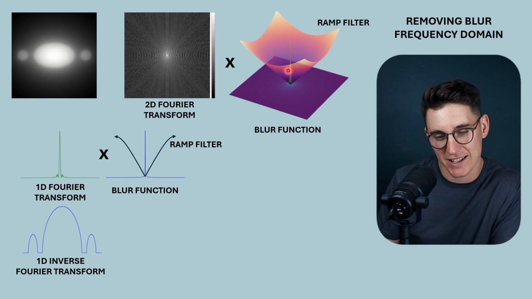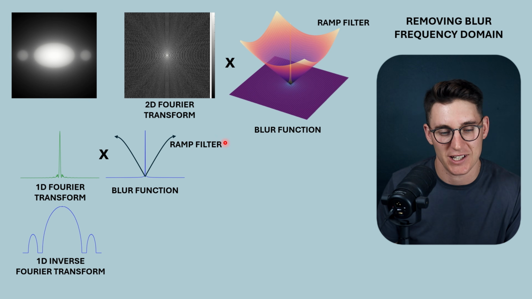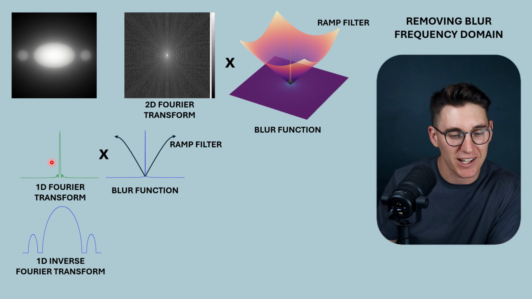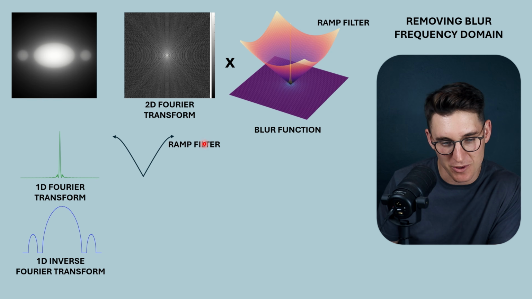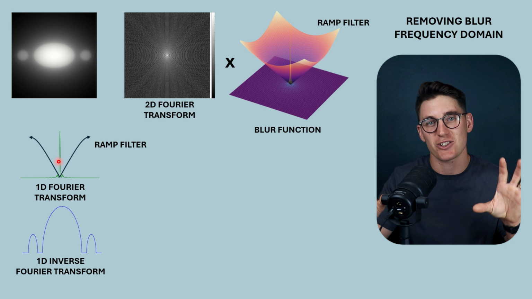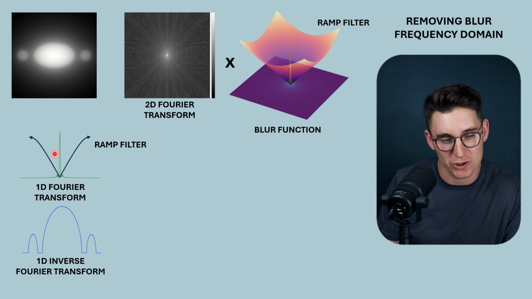We can see in the two-dimensional domain, the same thing happens. A ramp filter amplifies the edges of our blur function here, allows us to get more high frequency data. Now, this blur function is innate within our one-dimensional Fourier transform. So we need to apply this ramp filter to the one-dimensional Fourier transform, and that's going to negate that blur function.